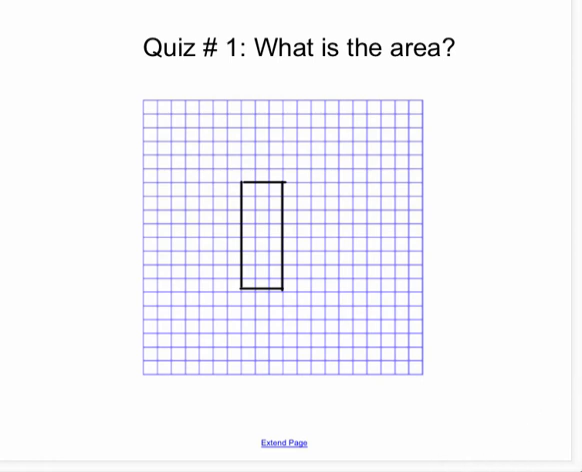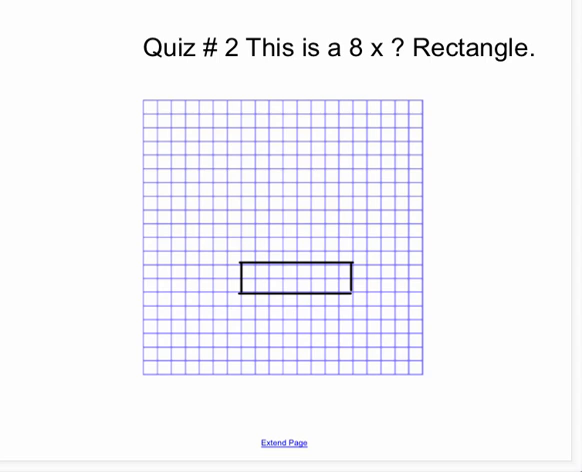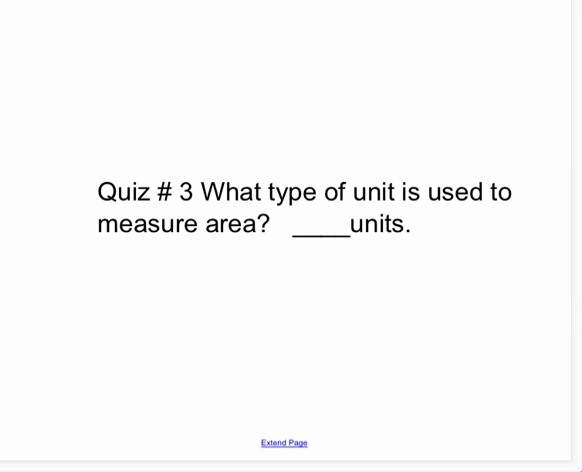Time for the quiz question. Please take out your notebook. This is quiz question number 1. What is the area of the rectangle that you see? Quiz question number 2. This is an 8 by what rectangle? You need to figure out what is the question mark. This is an 8 by what rectangle? Quiz question number 3. What type of unit is used to measure area? We always use something units. Please fill in the word that I would put in this blank.